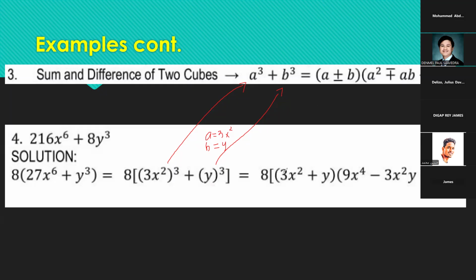Our a is again 3x squared. Our b is y. Our a is still 3x squared, so it's just that it's already squared a little bit more. So 3x squared is 9x raised to 4, which is now this one. And then minus. My bad.